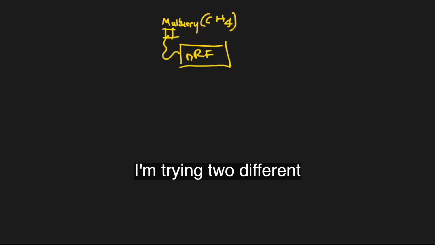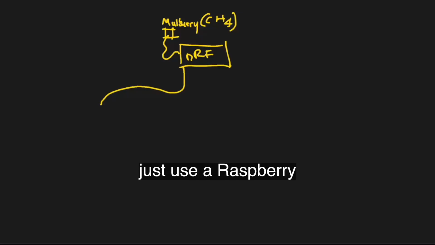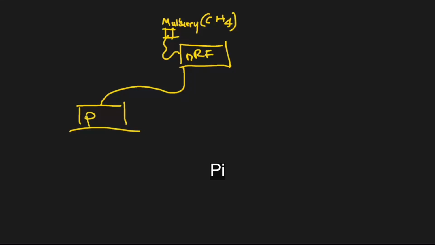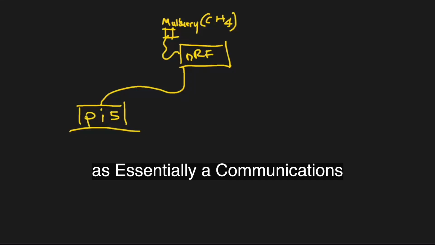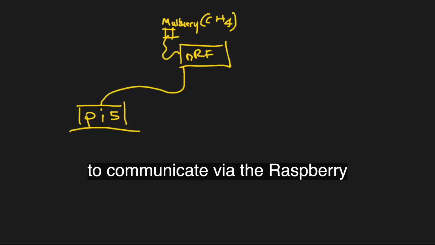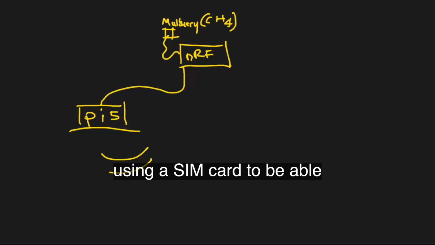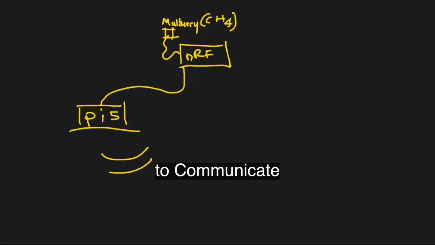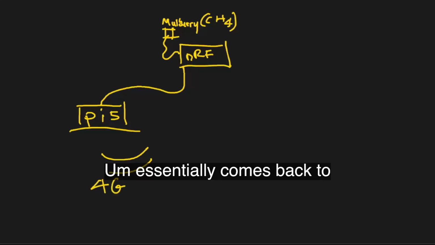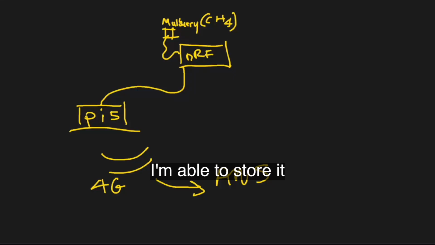And so currently I'm trying two different approaches. One is to just use a Raspberry Pi as essentially a communications bridge. Once I'm able to communicate via the Raspberry Pi, and I'm using a SIM card to communicate via 4G here, the data gets sent to AWS, where I'm able to store it and access it for analysis.